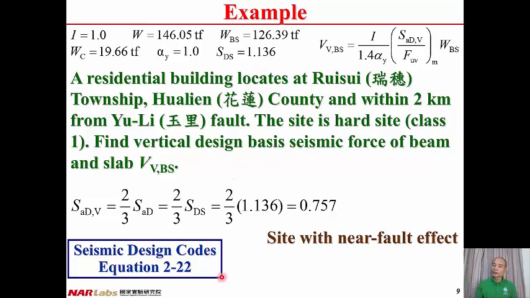From seismic design code equation 2-22, for the site with near fault effect, the vertical component equal to 2/3 of the horizontal component. And SAD is assigned to be SDS in order to have the maximum, the greatest spectral acceleration. Therefore, SADV equal to 2/3 times 1.136 equal to 0.757. And the unit is G, gravitational acceleration.